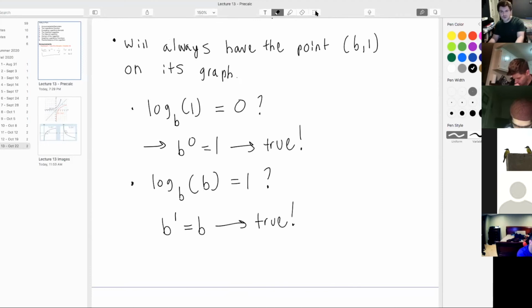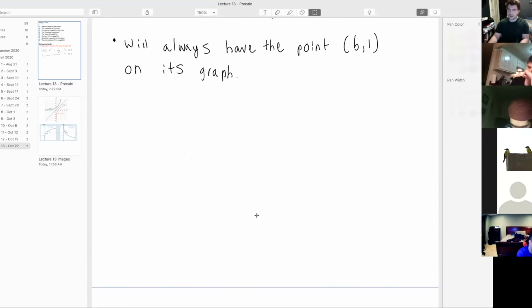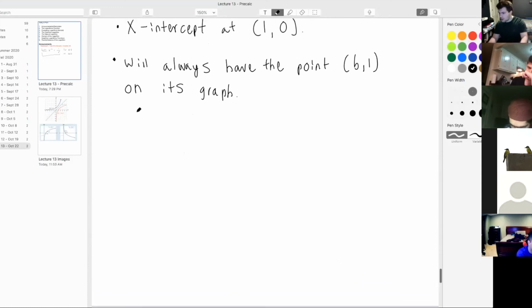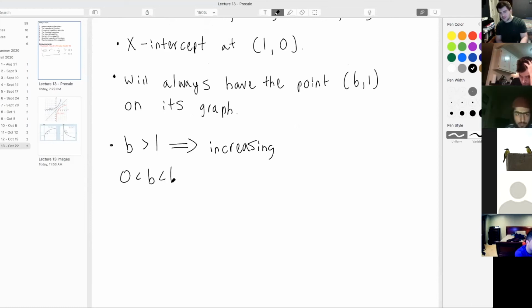All right, so I'm just going to erase this because it looks a little out of place. Okay, good. And one more. So we have the increasing and decreasing behavior depending on what the base is. So b greater than 1, that will be increasing. And what else? Right, b between 0 and 1. This will be a decreasing graph.